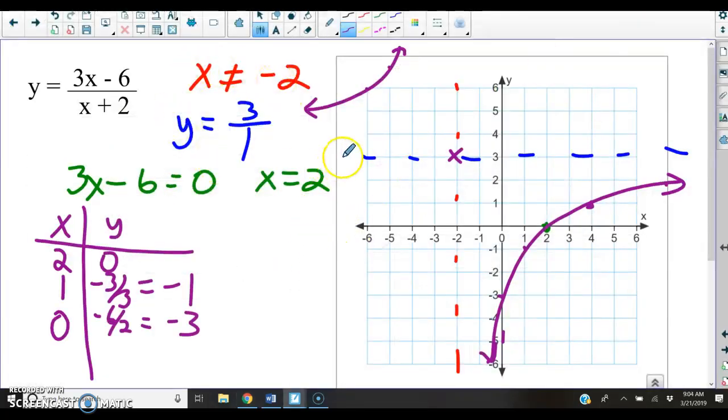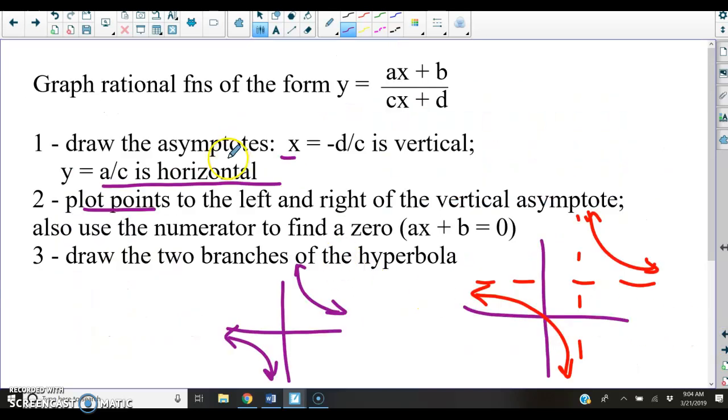All right, questions on how we did that? We drew in our asymptotes, found them and drew them in. We plotted some points to the left and to the right and found a 0. And we sketched the two branches. We checked it by looking on Desmos.